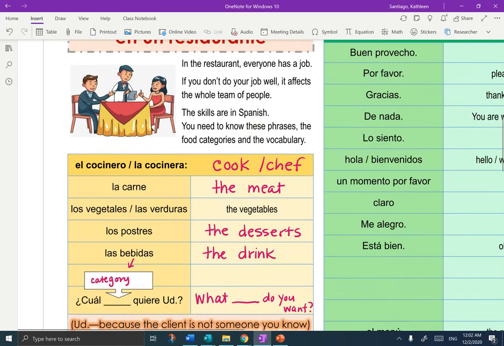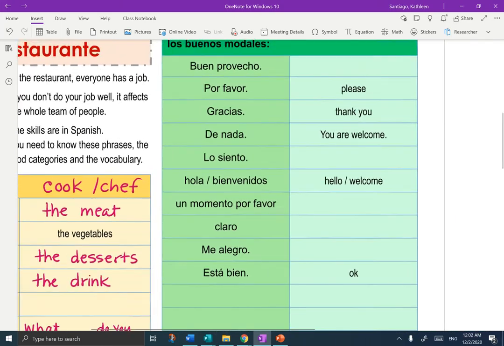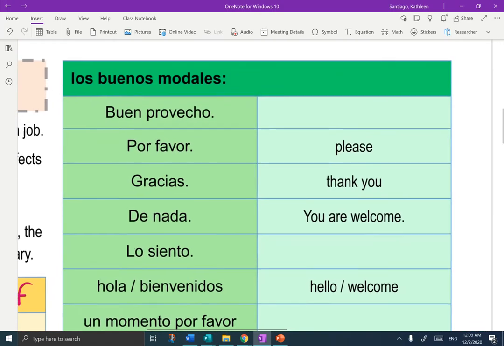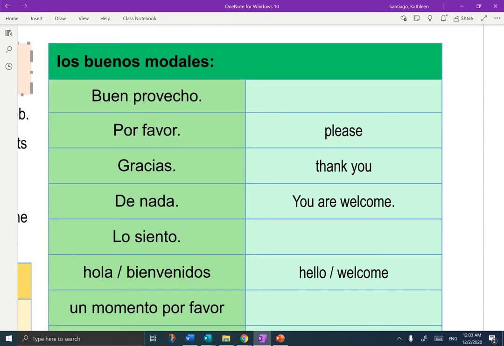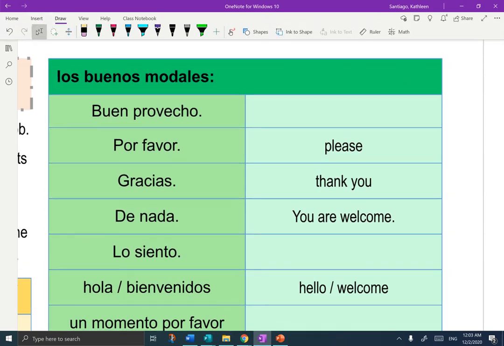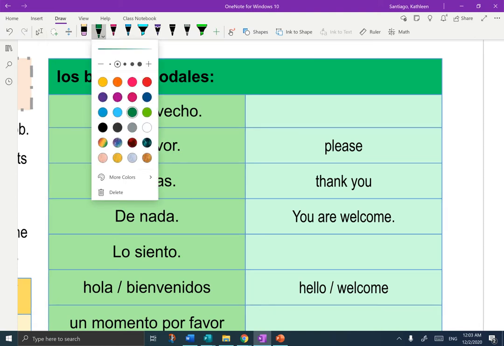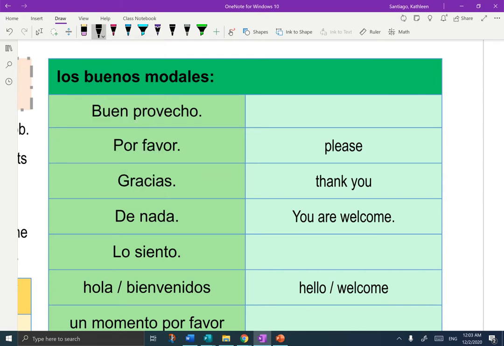Let's go to the verde. So the verde is just general. Okay, this is really nice. Los buenos modales. Okay, buenos modales is important. Anytime that you do anything, you should be using buenos modales in school or wherever you are, but especially when you're in a situation in public. So buenos modales are your good manners.